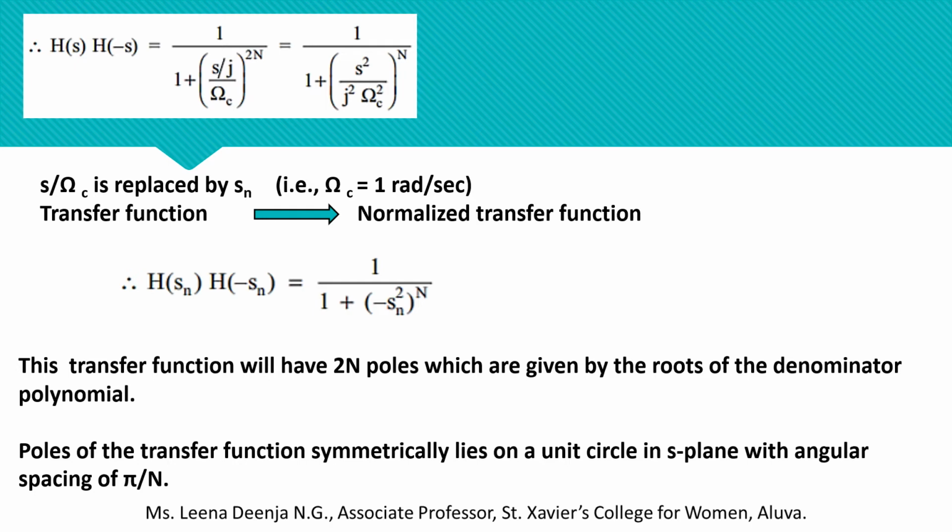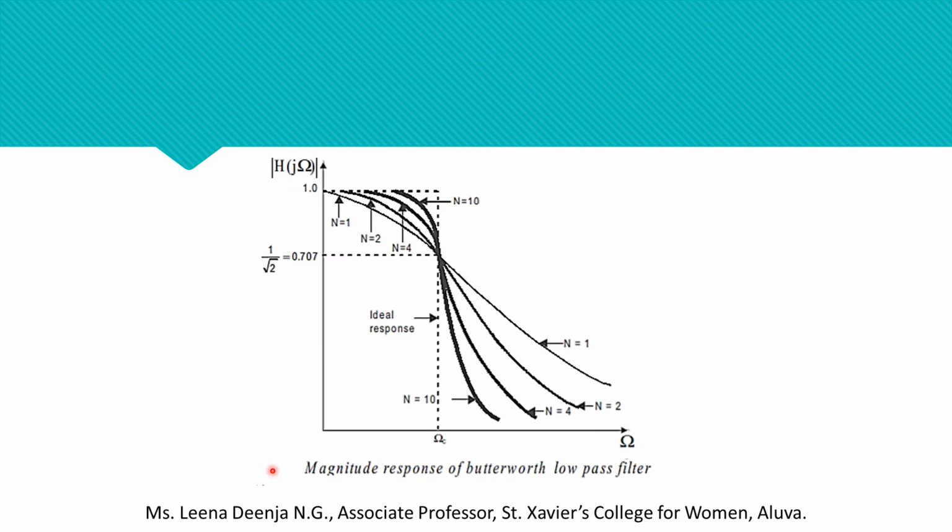This transfer function will have 2N poles, which are given by the roots of the denominator polynomial. It can be shown that the poles of the transfer function lie symmetrically on the unit circle in the S-plane with an angular spacing of π/N. The magnitude response of the Butterworth low-pass filter for various N values is shown here. We can see that as N increases from 1 to 10, the graph gets closer to the ideal one.